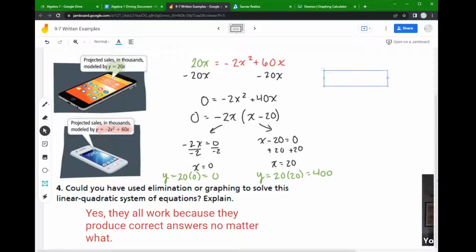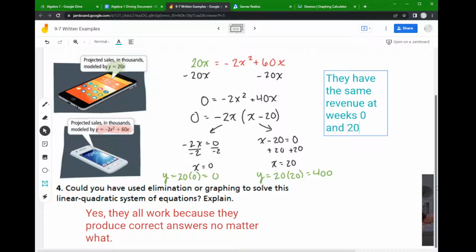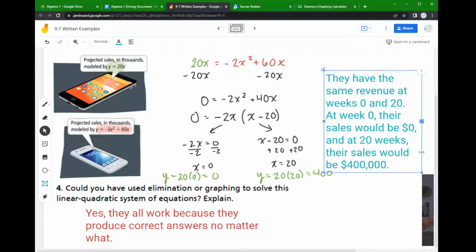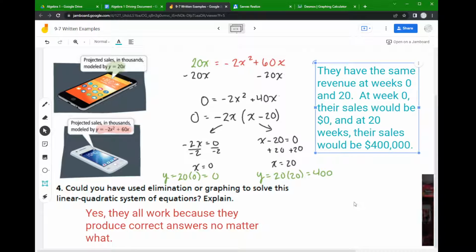So there are two intersection points. They have the same revenue at weeks 0 and 20. At week 0, their sales would be $0. And at 20 weeks, their sales would be 400, and then it's in thousands, so I'm going to add a couple more zeros on there. And so that gets both answers in a nice, tidy sentence.